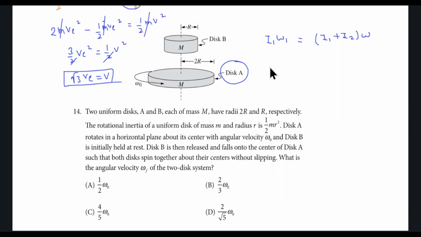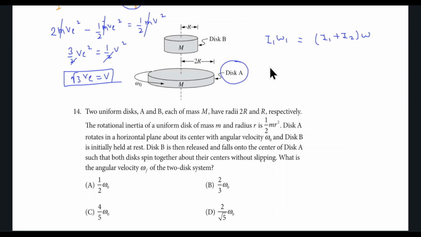Mr square is gone. Multiply both sides with 2 to get 4. 4 omega naught is equal to 5 omega, and divide both sides with 5. So omega is 4 over 5 omega naught, which is option C. I think that should be our answer.